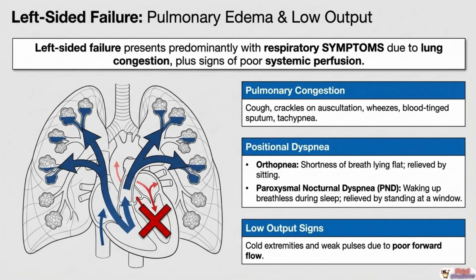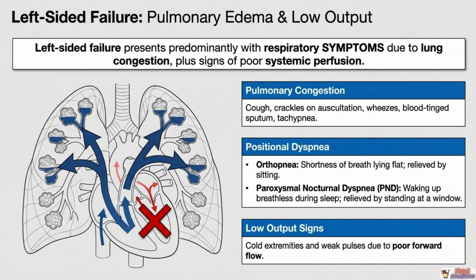When the patient lies flat, venous return from the lower extremities increases, augmenting preload and worsening pulmonary congestion. Paroxysmal nocturnal dyspnea, PND, is the dramatic syndrome of waking from sleep gasping and breathless, typically 2 to 3 hours after lying down, relieved by standing at an open window. It represents the delayed redistribution of interstitial fluid back into the intravascular compartment during recumbency.